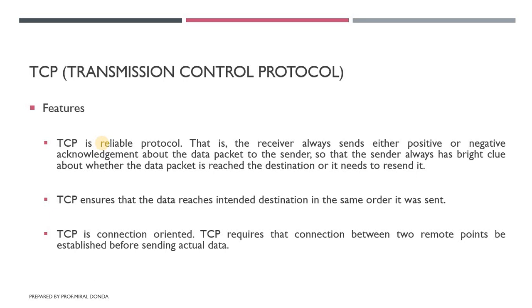Next, TCP ensures that the data reaches the intended destination in the same order it was sent. Now if I write a message that I am XYZ person, we know that the whole message can't be sent over the network. That message is divided into packets by the transport layer.